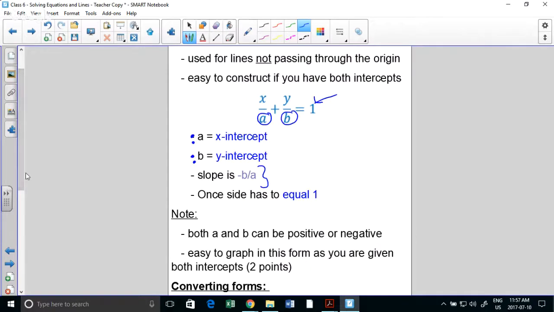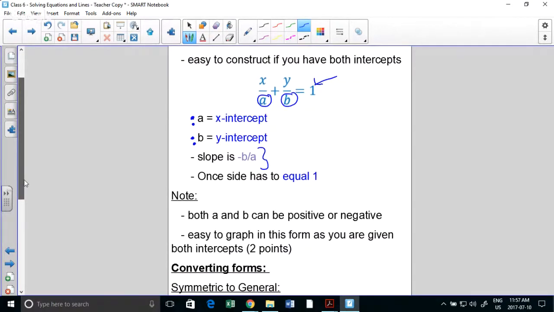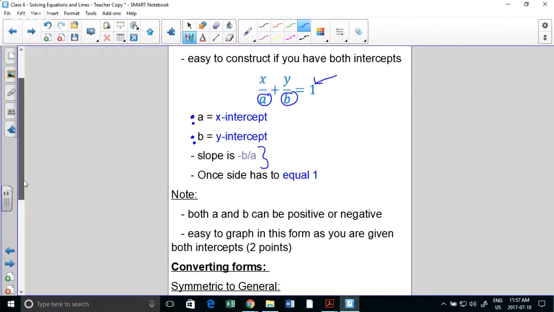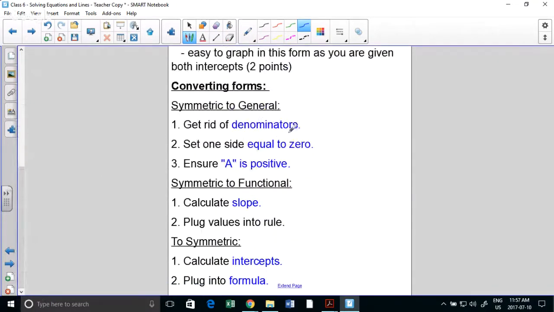So a and b can be positive or negative. And it's easy to graph in this form. You're usually not asked to graph, but in theory, you just graph those 2 points and sketch the line between them. You may have to convert.